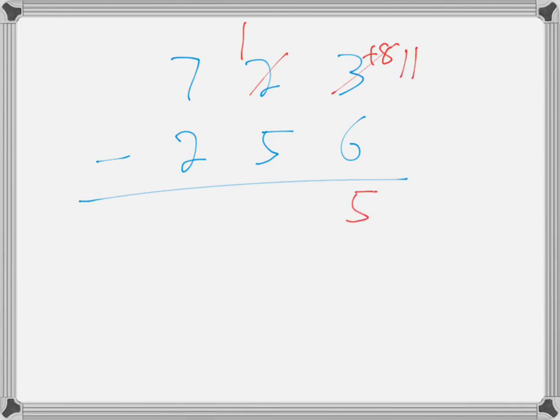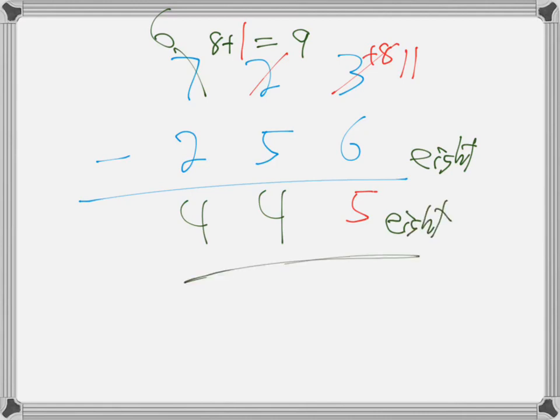And then we go to the middle. We can't take 5 from 1. So we borrow, make it 6, add 8. Again, every time you borrow, it's 8 when you're in base 8. And so that's 9 minus 5 is 4. 6 minus 2 is 4. We're done. There it is in base 8. Is that good? In base 8, it's always 8.